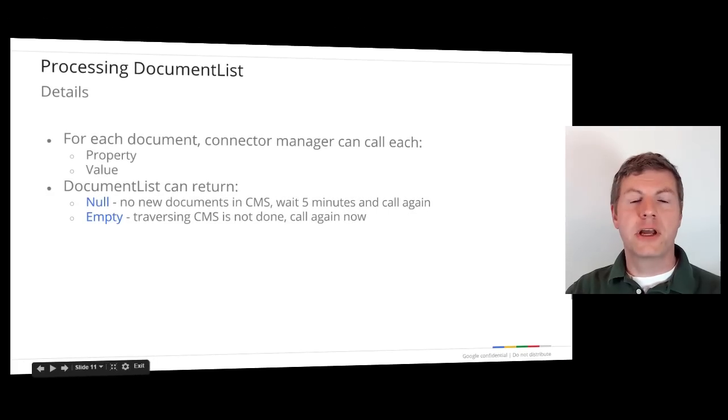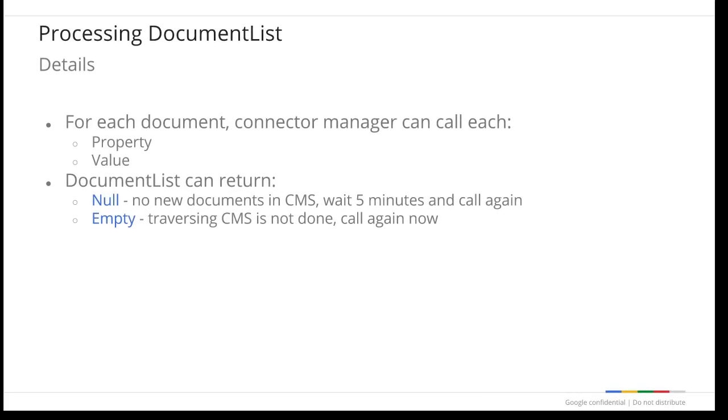As the connector manager iterates through the document list, it will retrieve each document property and its corresponding value. If the document list returns null, the connector manager will wait for a short period, then call the resume traversal method. By default, this short period is 5 minutes, but it can be changed using the retry delay field in the configuration form. If the document list returns an empty set, this indicates that traversing the content repository hasn't completed, and the connector manager will immediately call the resume traversal method.